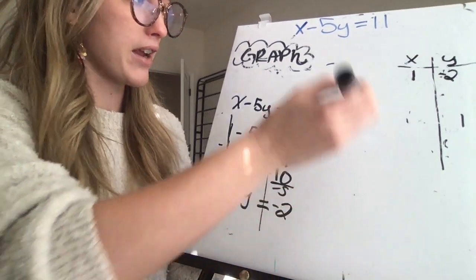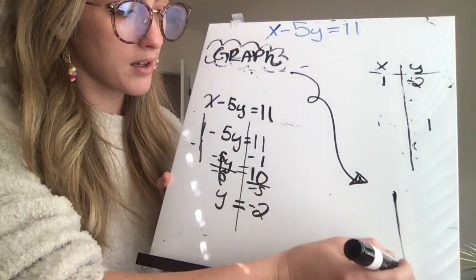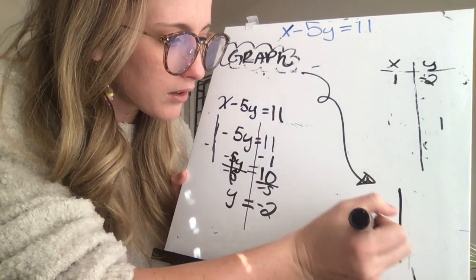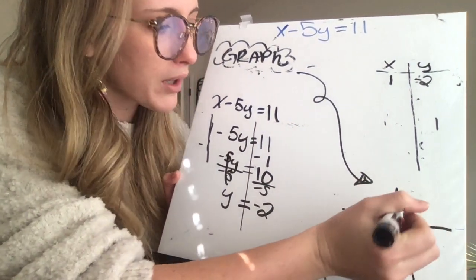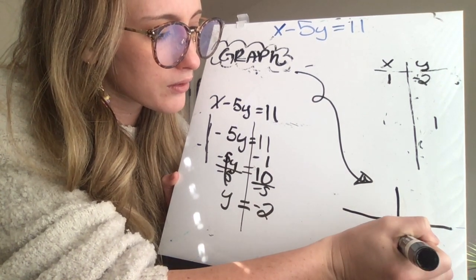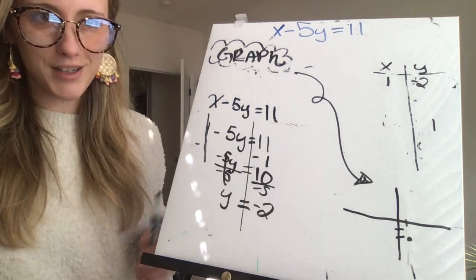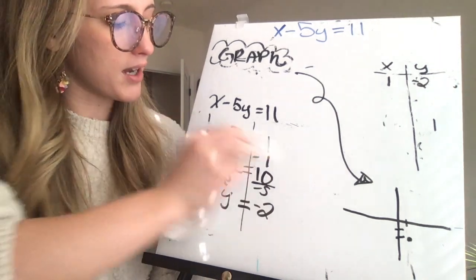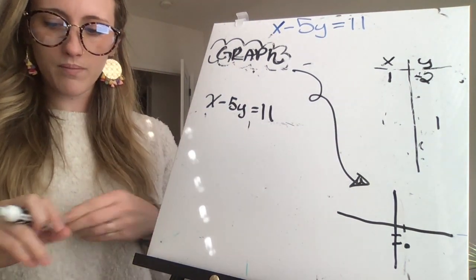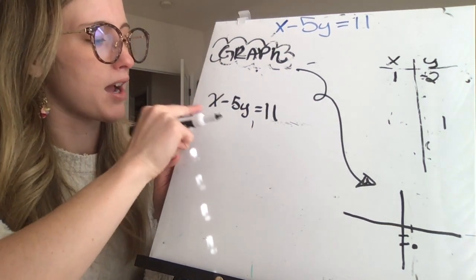Let's begin that graph right here. Let's make a rough draft of a graph. So when x is 1, y is -2. To continue this, let's go ahead and add another number.